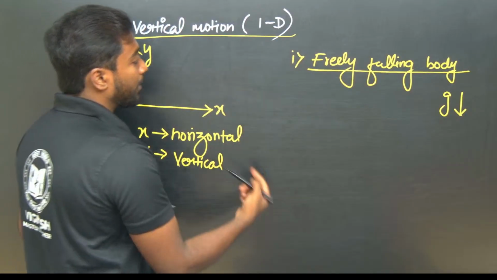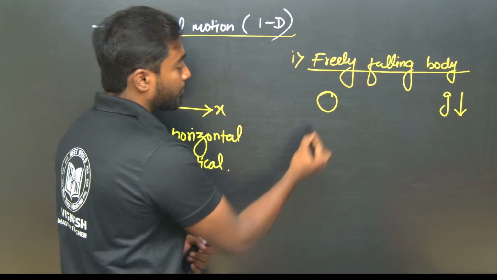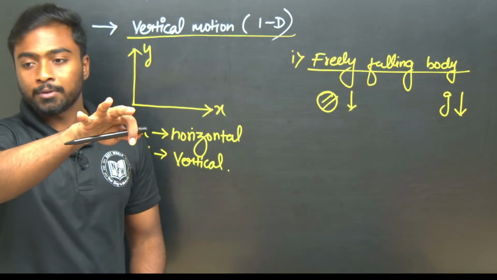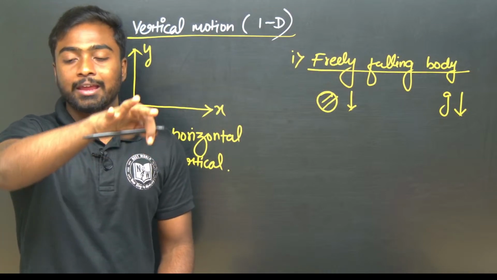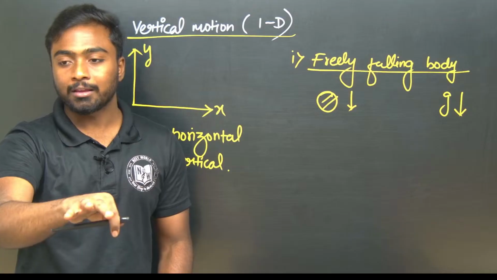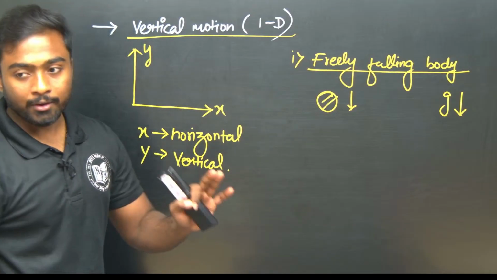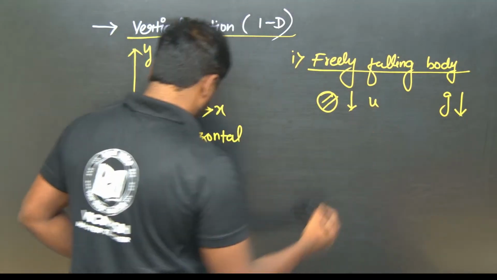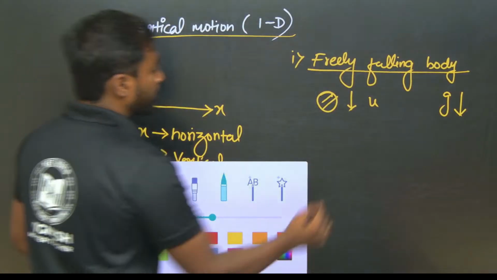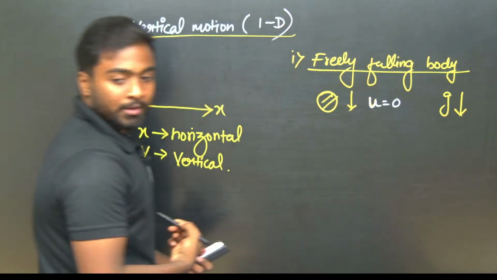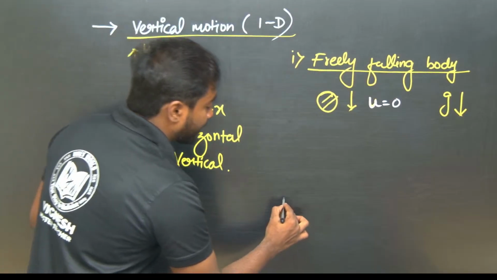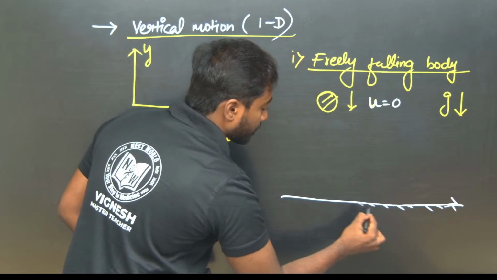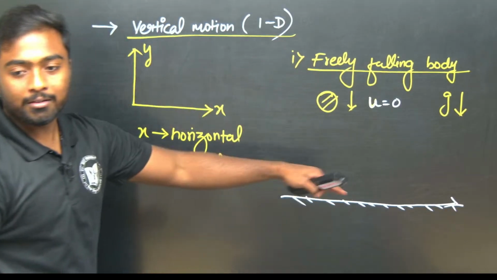And a free falling body: if I take an object like this and leave it just as it is, am I applying any force or any velocity here? No, nothing. So what is the initial velocity? 0. So the initial velocity u will be equal to 0. Suppose I consider this the earth surface.